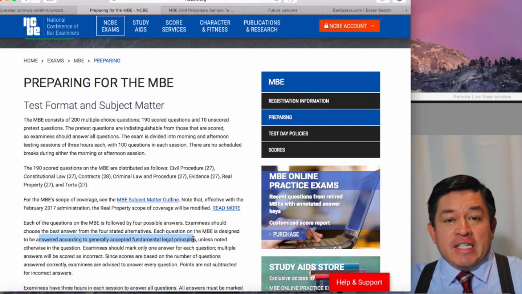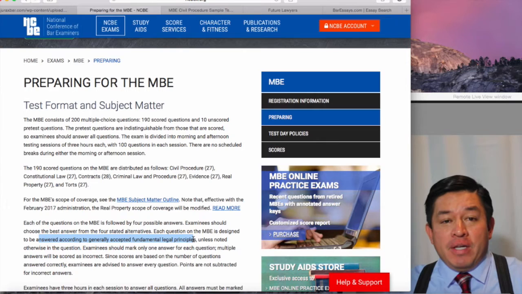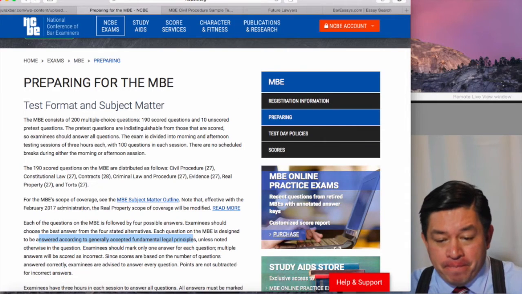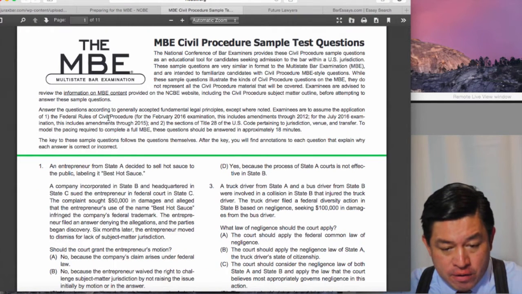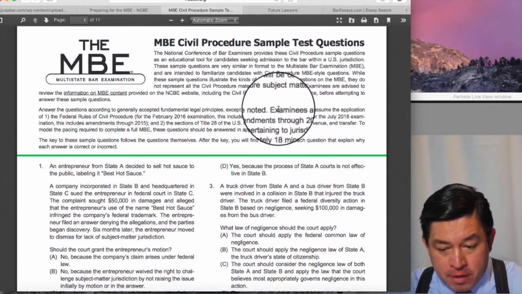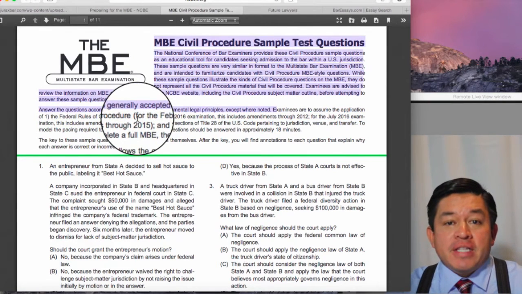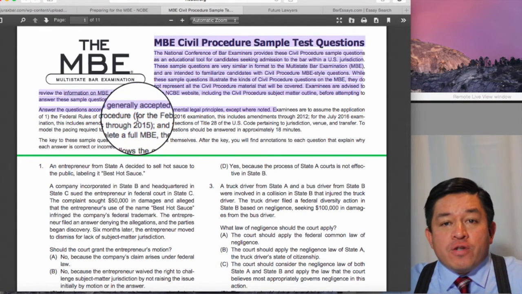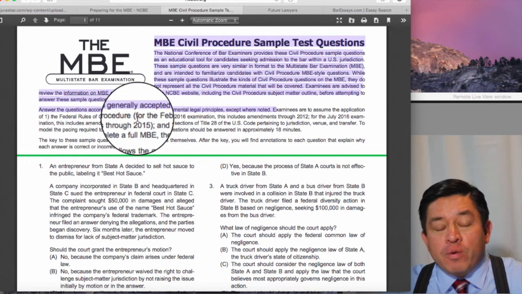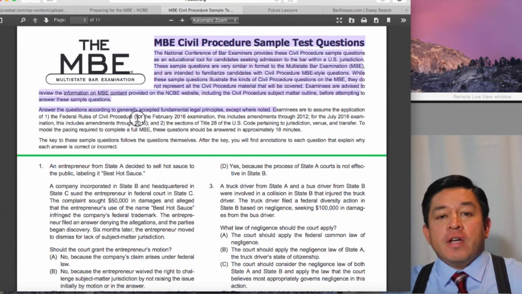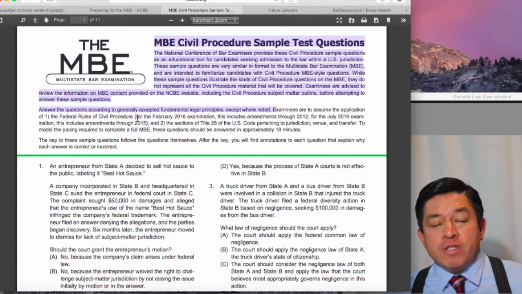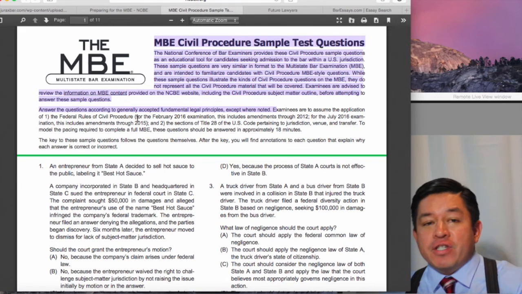Now the next question is this: is FRCP tested on the MBE? And let's look at, again, the NCBEX with that long name. Let's see now. So it says here, examinees are to assume that the application of the Federal Rules of Civil Procedure is to be tested. So the answer is yes, the FRCP are principles of general application as per these bar examiners. So what is the conclusion? The answer is yes, you should have used FRCP, or you should have not even mentioned FRCP.